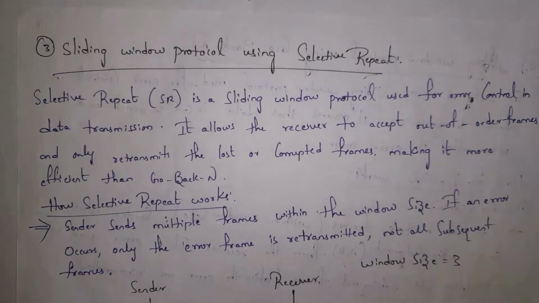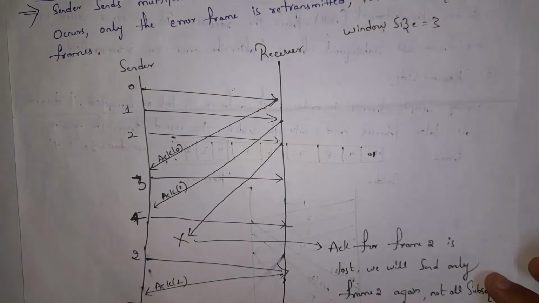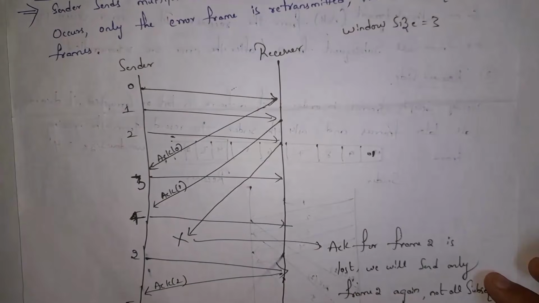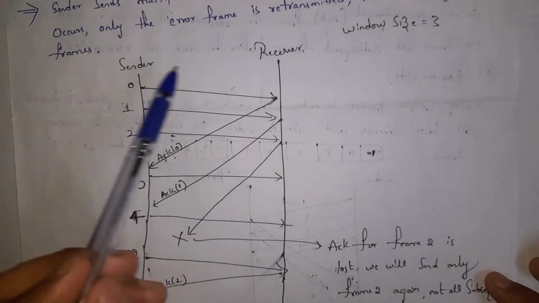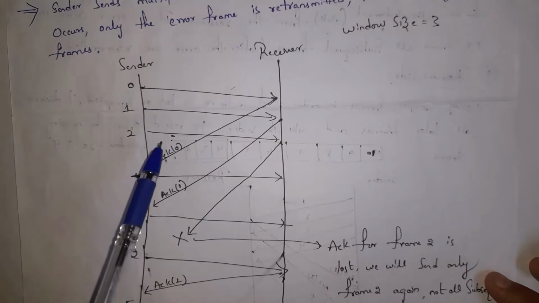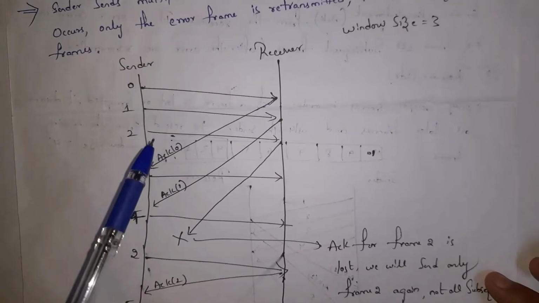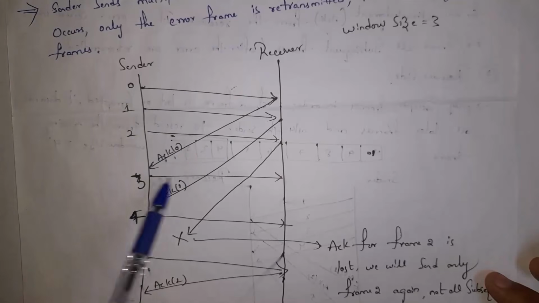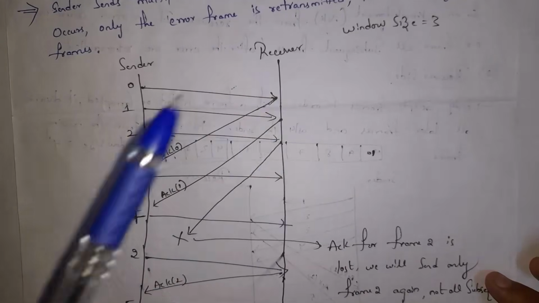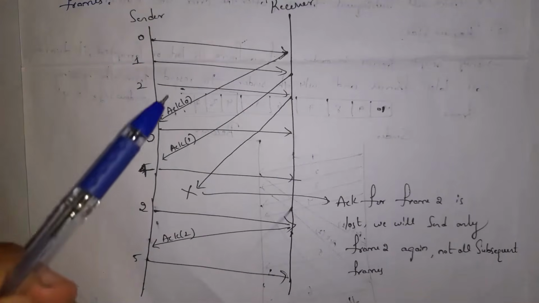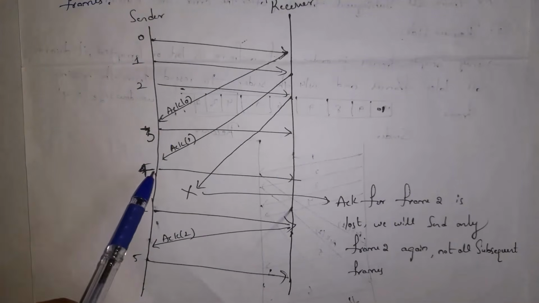I'll give example. Window size is 3. So sender can send 3 frames at a time. So sender will send frame 0, frame 1 and frame 2. And receiver will send ACK for frame 0. So our sender got ACK for frame 0. Now sender will send frame 3. And similarly after some time, receiver will send ACK for frame 1. As sender got ACK for frame 1, now sender will send frame 4.